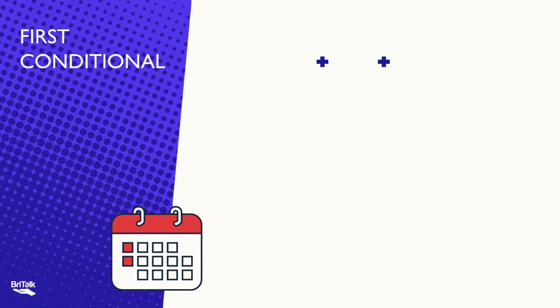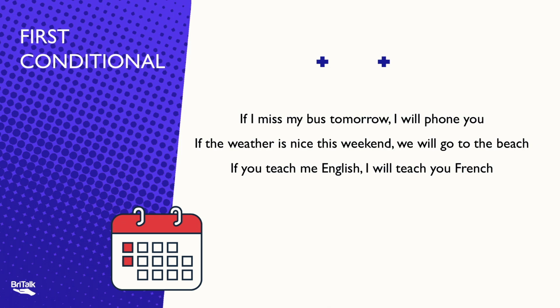Now, how is the zero conditional different from the first conditional? Let's have a look at some examples of the first conditional together. If I miss my bus tomorrow, I will phone you. If the weather is nice this weekend, we will go to the beach. If you teach me English, I will teach you French.